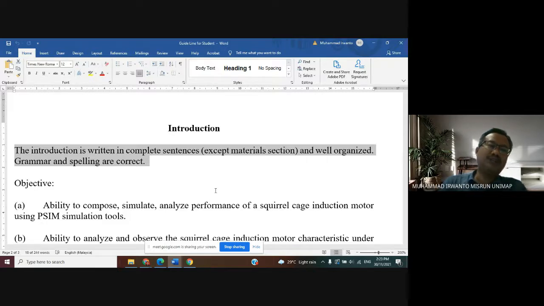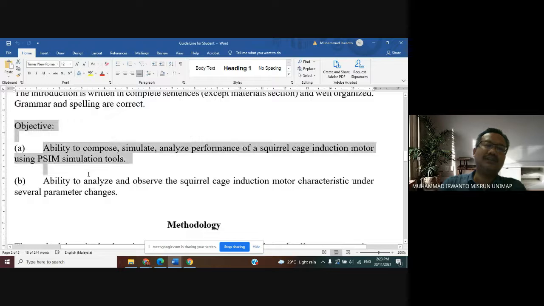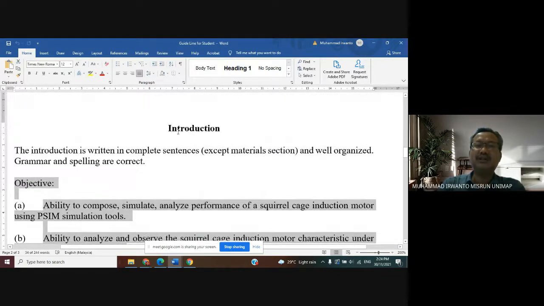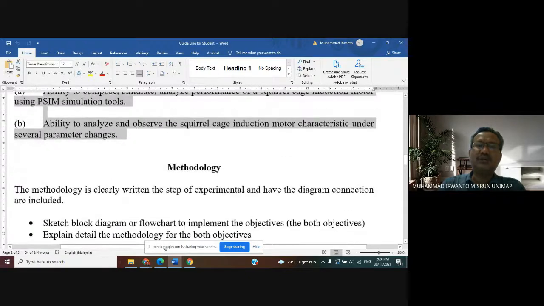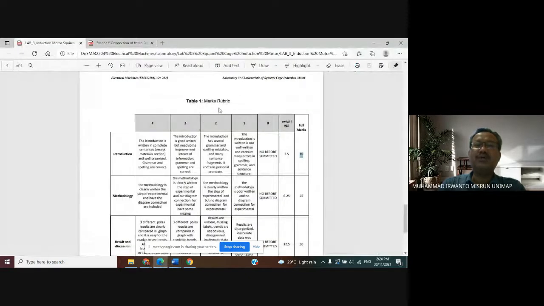And then the objective. The objective is written in our lab module. This is for the introduction. The next content, following the rubric, is the methodology. This methodology is one part of how to achieve the objective. It means the work that will be conducted by students to achieve both objectives, objective A and objective B.